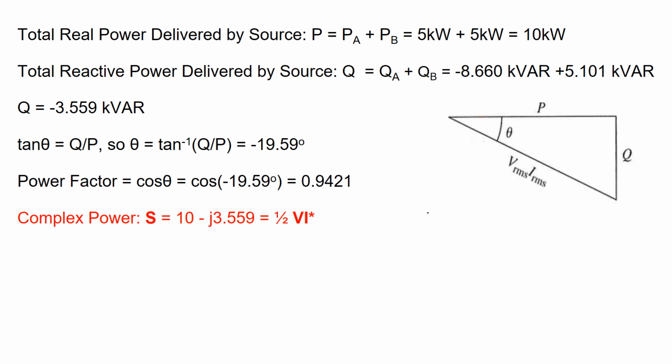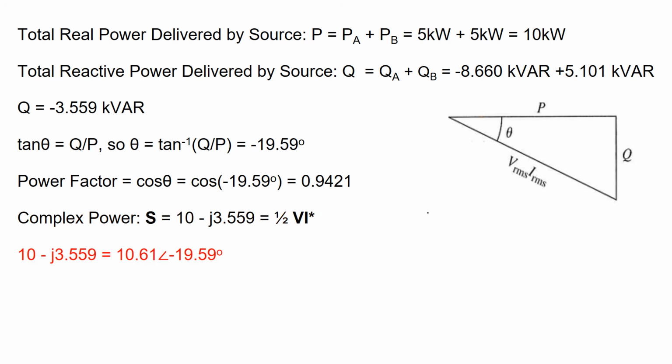The last thing we'd like to find is the phasor current through the source. We can use the expression for complex power to find it. S is equal to the real power, which is 10 kilowatts, plus j times the reactive power, minus 3.559 kilovolt amperes reactive, yielding 10 minus j 3.559. This expression equals 1/2 times the phasor voltage times the complex conjugate of the phasor current.